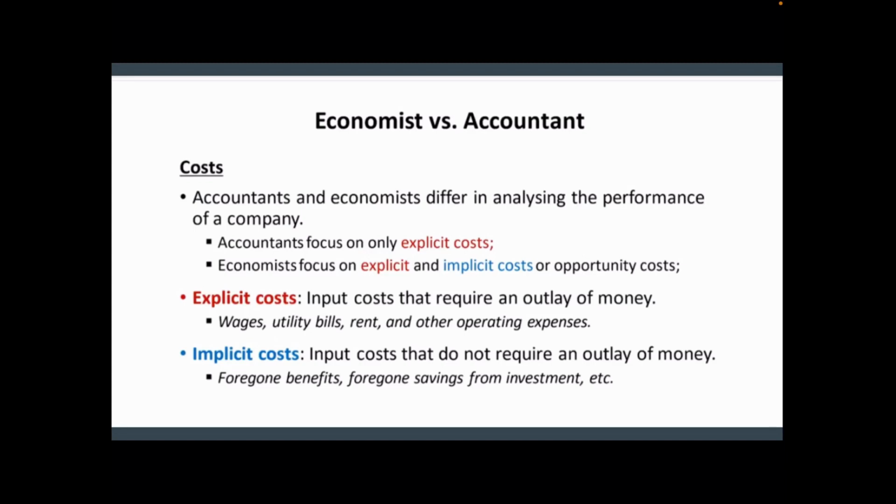Explicit costs are the input costs that require an outlay of money or the expenditure of money, like wages, utility bills, rent, and other operating expenses. Whereas implicit costs are the input costs that do not require an outlay of money, like foregone benefits, foregone savings from investment, etc.